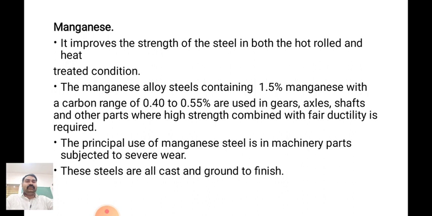Okay, the principal use of manganese steel is in machinery parts subjected to severe wear. The principal use is in parts where severe wear happens because of the continuous friction between the two mating parts. In those places the steel used has a manganese percentage of around 1.5%. These steels are all cast and ground to finish. The casting will be possible by using the steel containing manganese and the surface finish obtained is also very good. This is the different properties and applications of manganese.